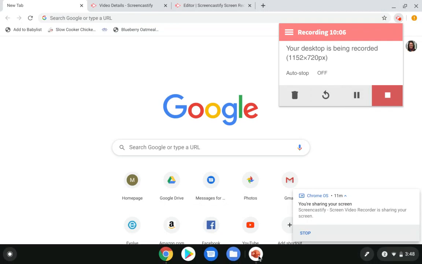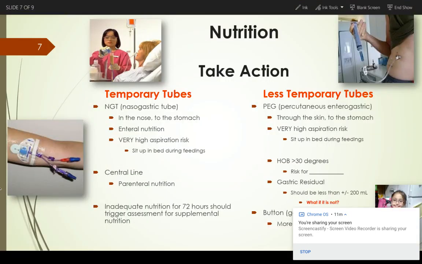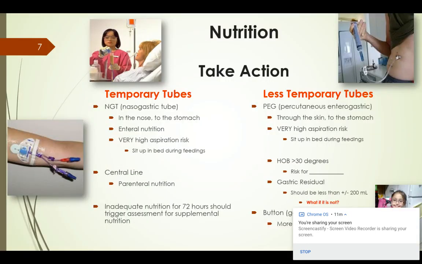All right, continuing on talking about our various tubes that we can give. When we're measuring gastric residual, we're actually going to take out everything that's in the stomach and measure it and see how much is in there. Again, we are going to be able to put this back when we're done measuring it. Be very careful with this.